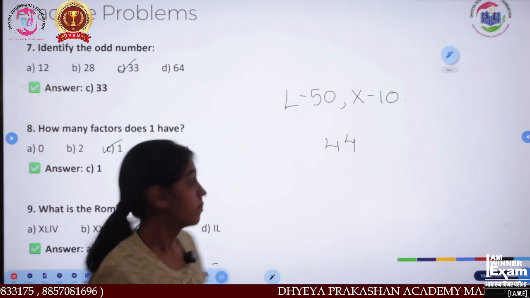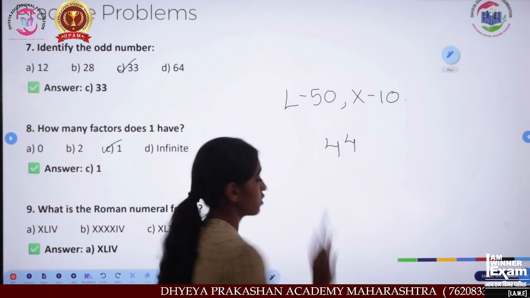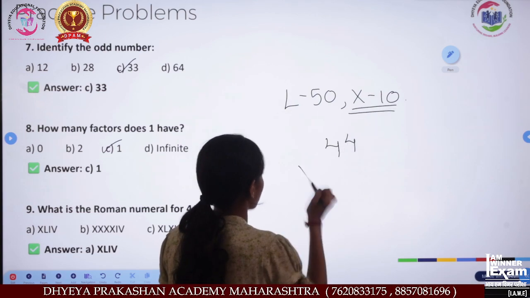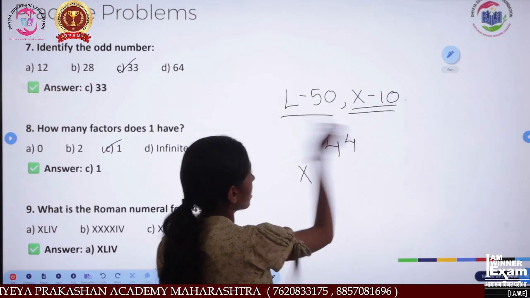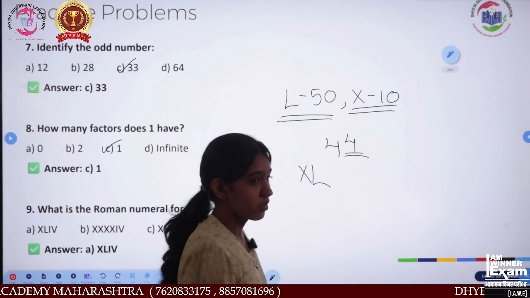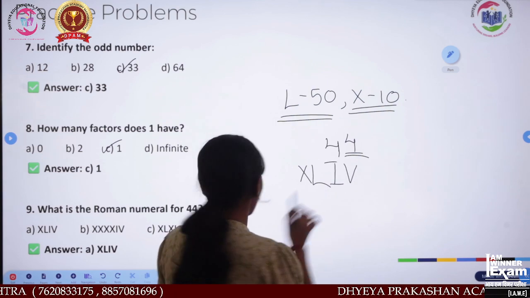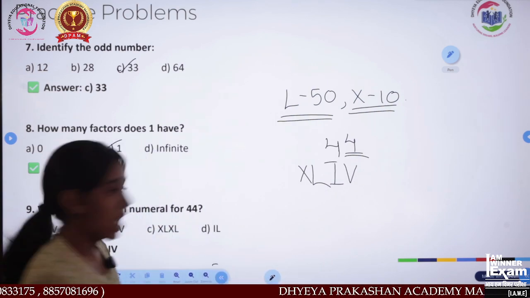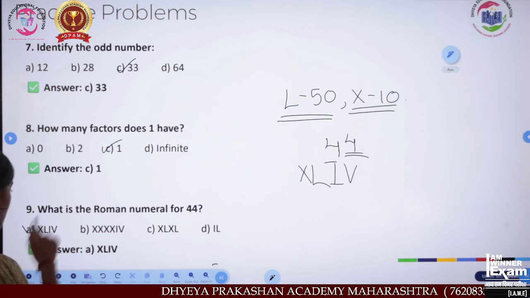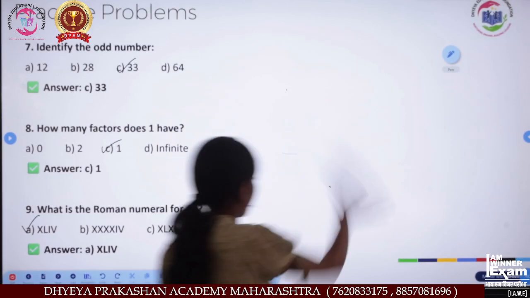Then I have to perform subtraction. To do subtraction, simply write the smaller number first, that is X, and after that the bigger number, L. And for 4, we already know IV is 4. Then our answer is XLIV. Then which is the correct option? A is the correct option for Roman number 44.